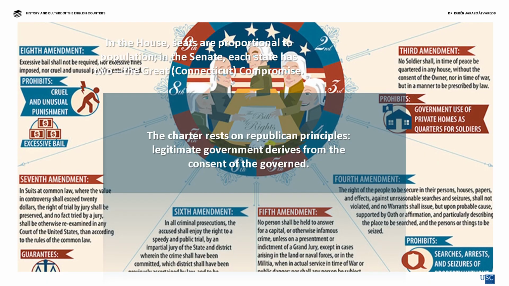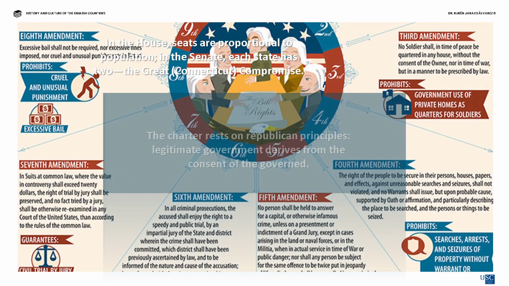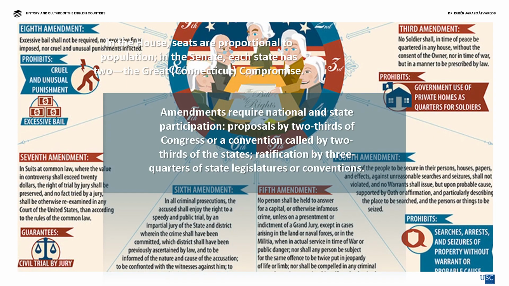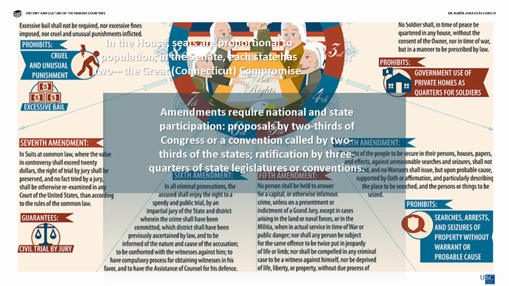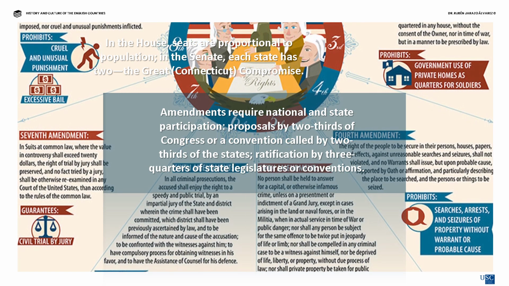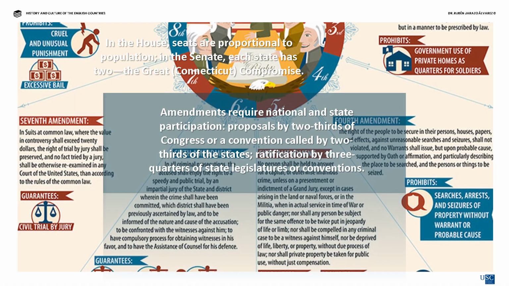The Charter rests on Republican principles. Legitimate government derives from the consent of the governed. Amendments require national and state participation, proposals by 2/3 of Congress, or a convention called by 2/3 of the states, and ratification by 3/4 of state legislatures or conventions.